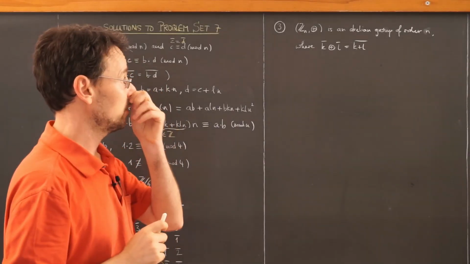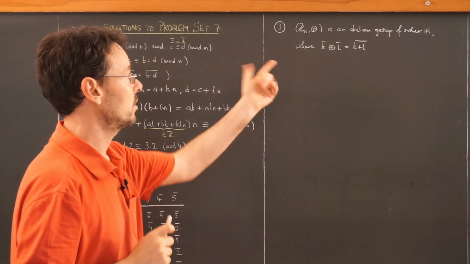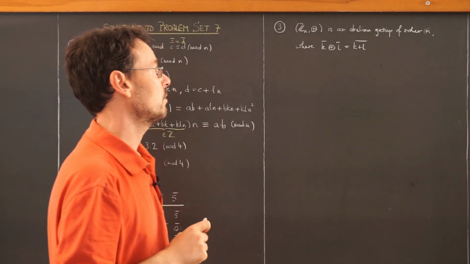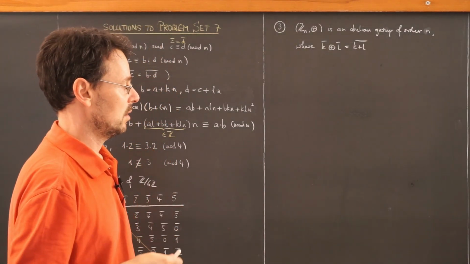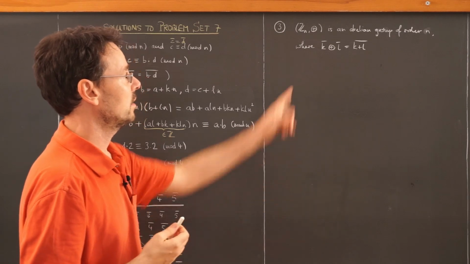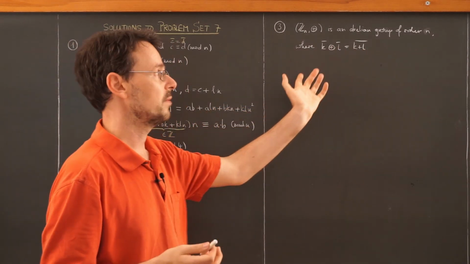Number 3, we have to finish the proof of proposition 8, which was that this here with this addition is an abelian group of order n. What we did in the video for lesson 7, we proved that this is actually a well-defined operation.